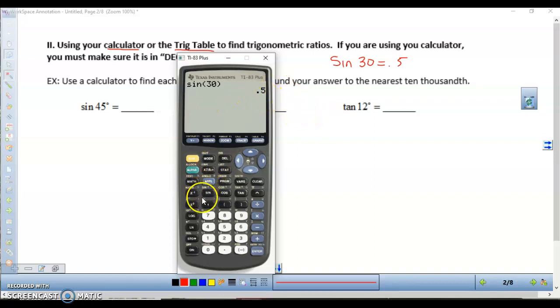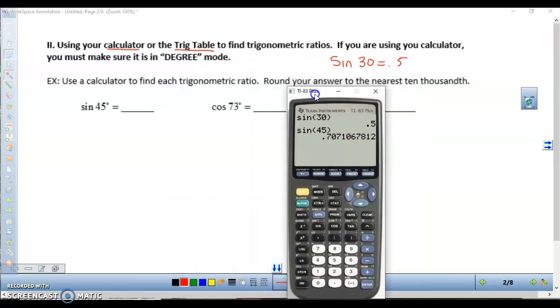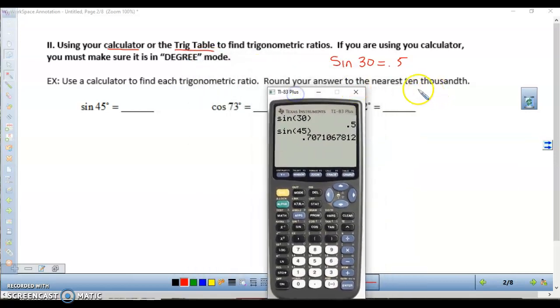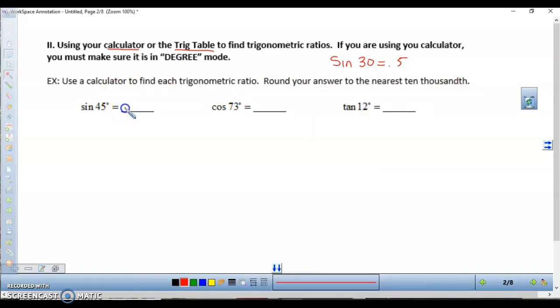So first, what is the sine of 45 degrees? All I'm going to do is hit the sine button, type in 45, and I get 0.7071. Usually we want to round this to 4 decimals, and that's what ten-thousandths is. So I'm going to round it to 4 decimals, which is 0.7071.